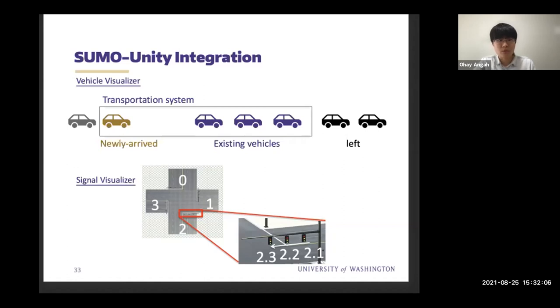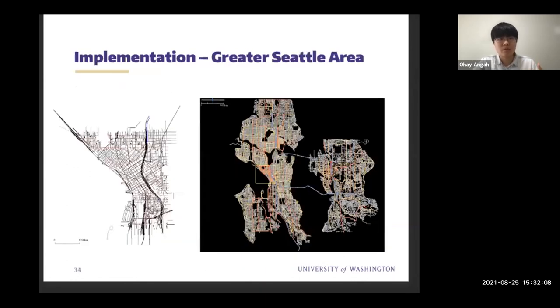So we use all the logic above to implement a test case in the greater Seattle area. This area includes the Seattle and Bellevue regions as our study area. And downtown Seattle is the local region that we would like to observe more.